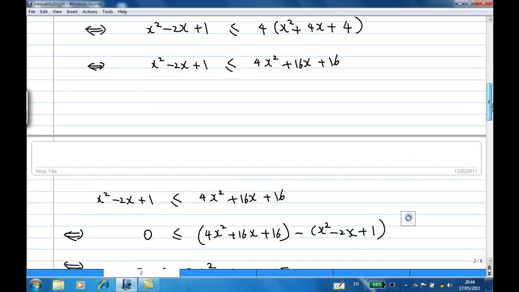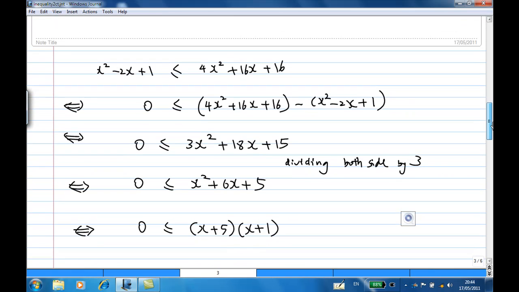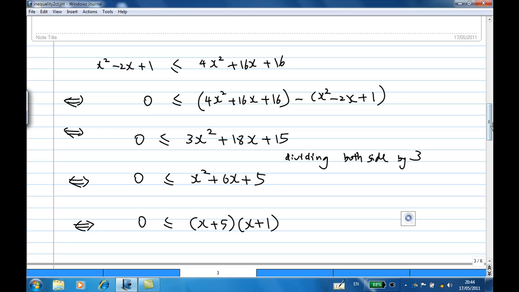Now subtract x squared minus 2x plus 1 from both sides. Then you get 0 less than or equal to 4x squared plus 16x plus 16 minus x squared minus 2x plus 1. The right hand side combines to 3x squared plus 18x plus 15. If you divide both sides by 3, then you have 0 less than or equal to x squared plus 6x plus 5.